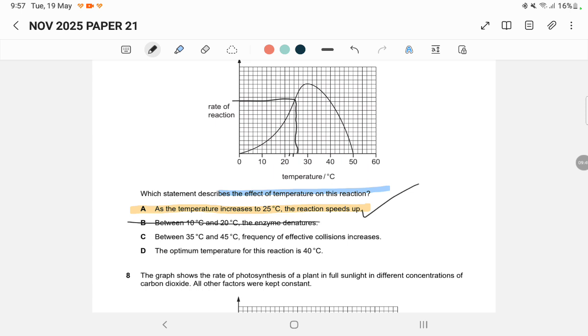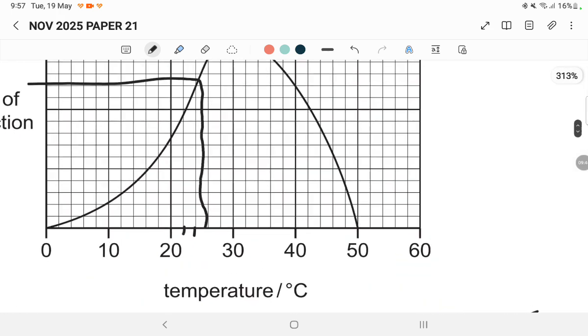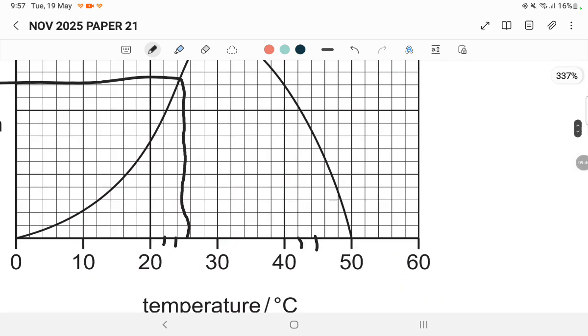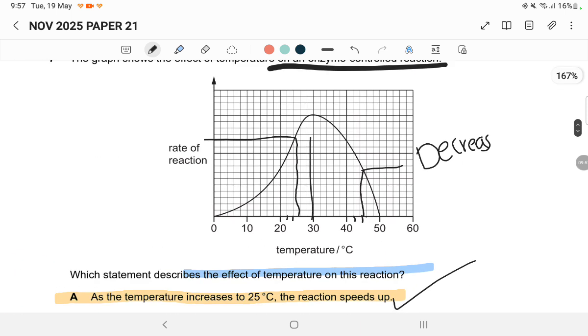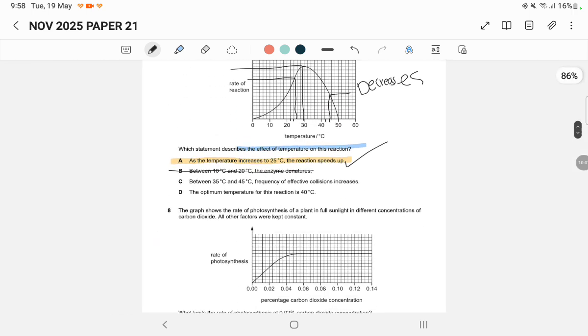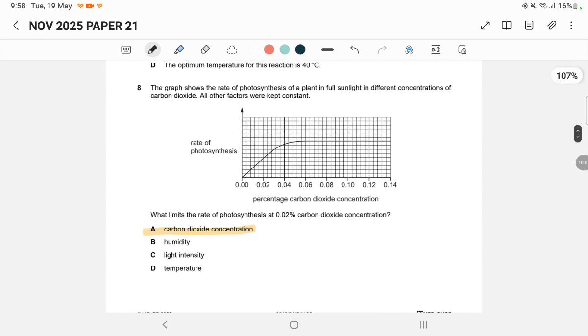Now, between 35 and 45 degrees Celsius, frequency of effective collisions increases. Well, let me check it. Now 42, 44 and 45 is in between here. As you can see, the rate of reaction had decreased, meaning that the optimum temperature, which in this case was 30 degrees Celsius, had been exceeded. So basically the rate of reaction would decrease. Now question number 8.